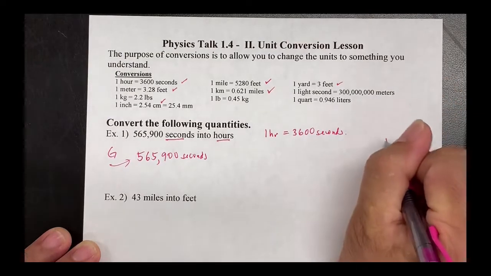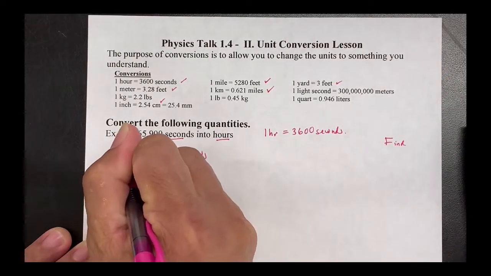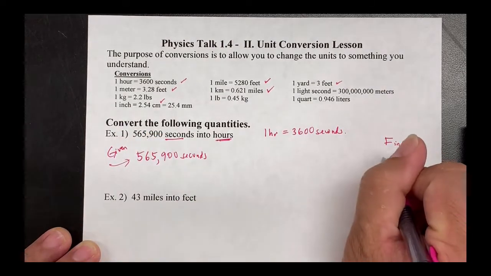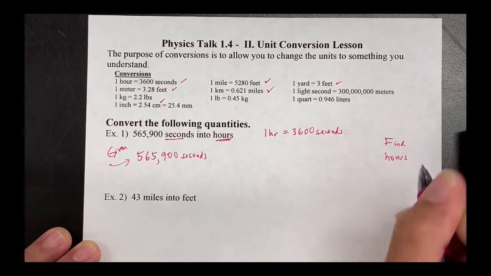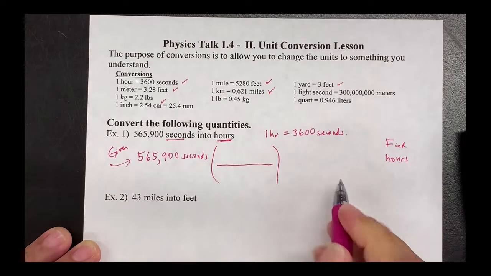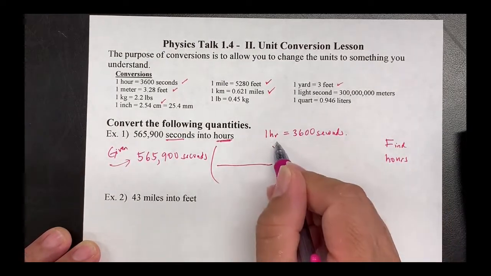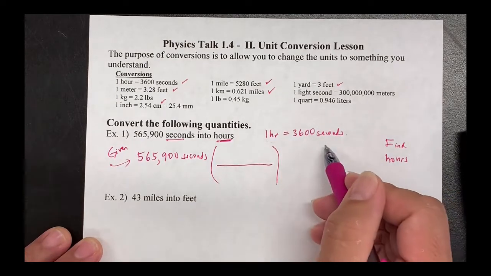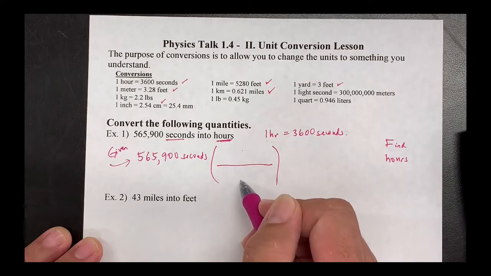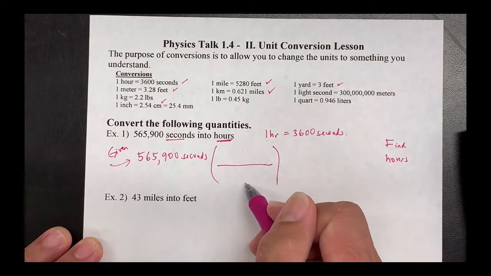And whatever I'm trying to find, I put over here. And since I'm looking for hours, I'm going to put hours over here. And then what we do is we make a decision. We need to decide how to put this as a fraction. You saw that in the textbook. How do I change this into a fraction? Well, I have 2 options. I can put 1 hour on top and 3,600 seconds on the bottom, or I can put 3,600 seconds on top and 1 hour on the bottom.